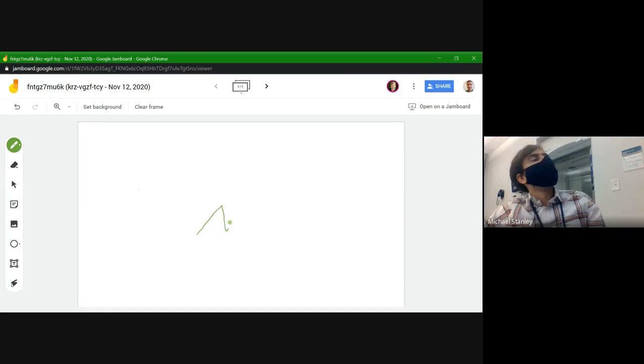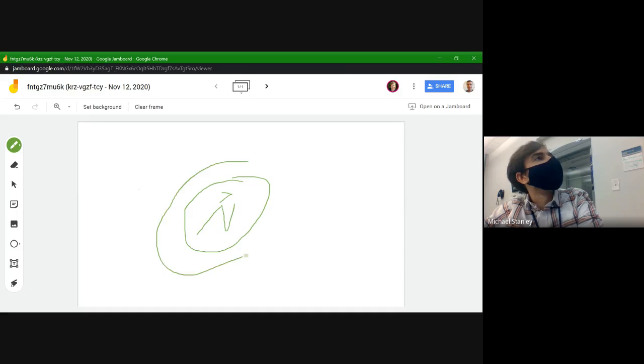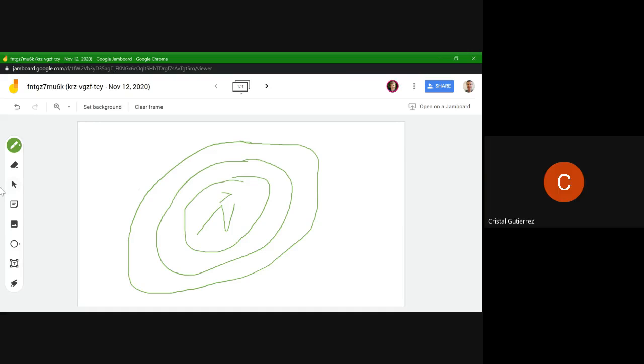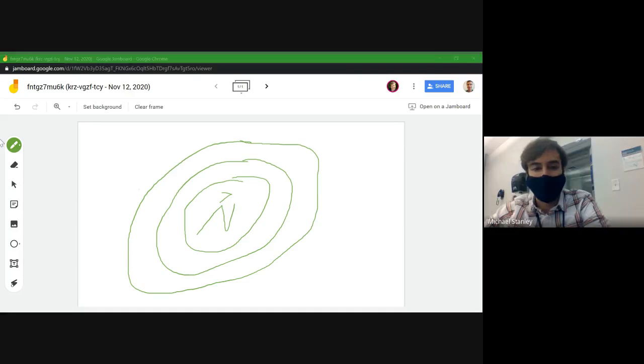So nitrogen is atom number 7. And then let me add in our rings. So if nitrogen is atom number 7, then how many electrons does nitrogen have? 7. Bingo, exactly. So nitrogen, I'm going to write it up here in the top just to help remind us.